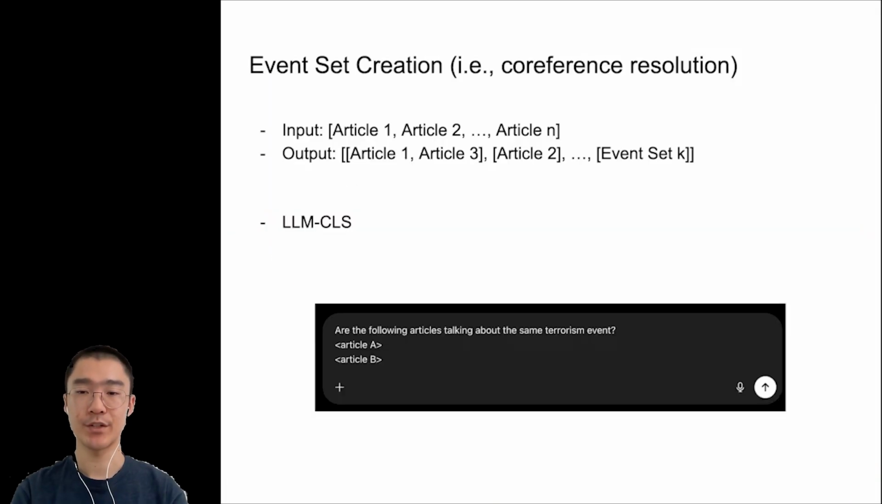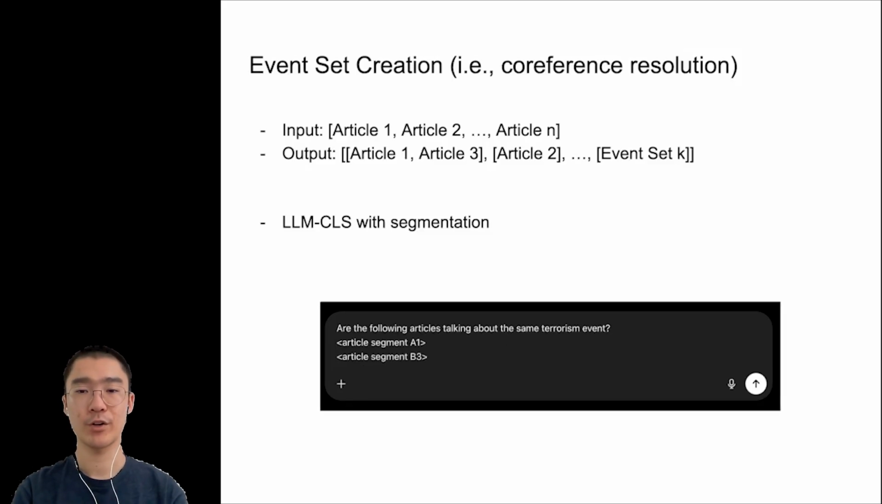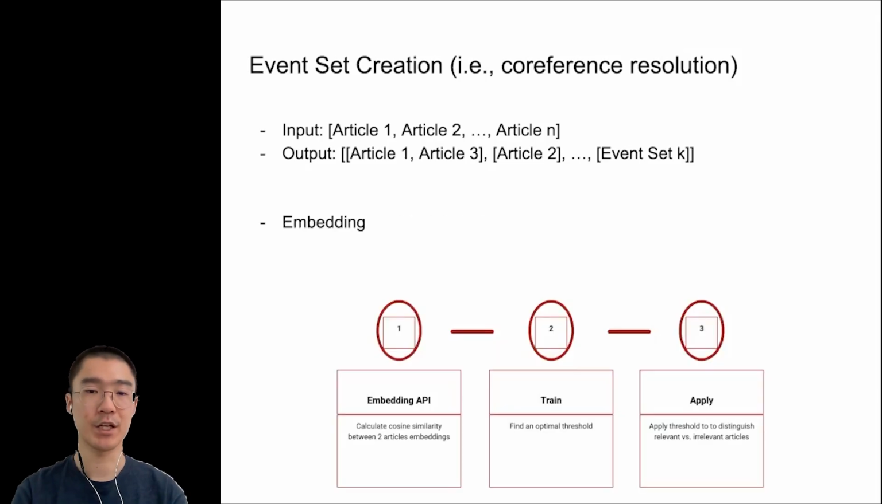In event set creation, we evaluate how well models can group events. Intuitively, we just prompt the language model to give a binary prediction. A lot of articles contain multiple events, so we have an optional step to ask the model to split the documents into snippets before classification. Another option is to encode the documents and compare the cosine similarity of embeddings. We first find a threshold that best separates documents mentioning different events. Then we apply it to our data.